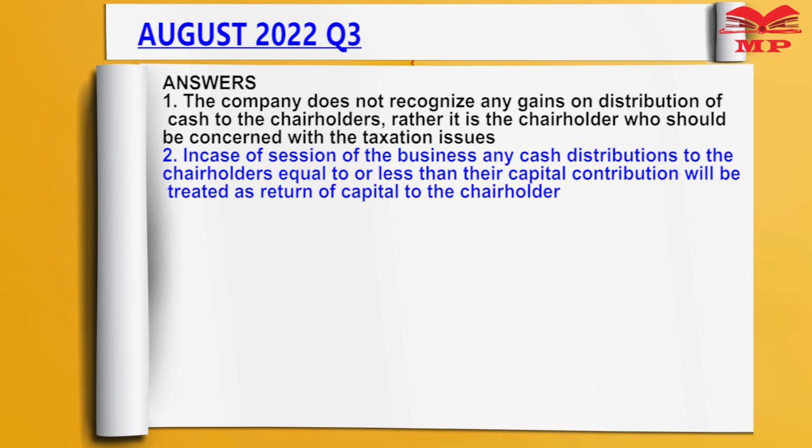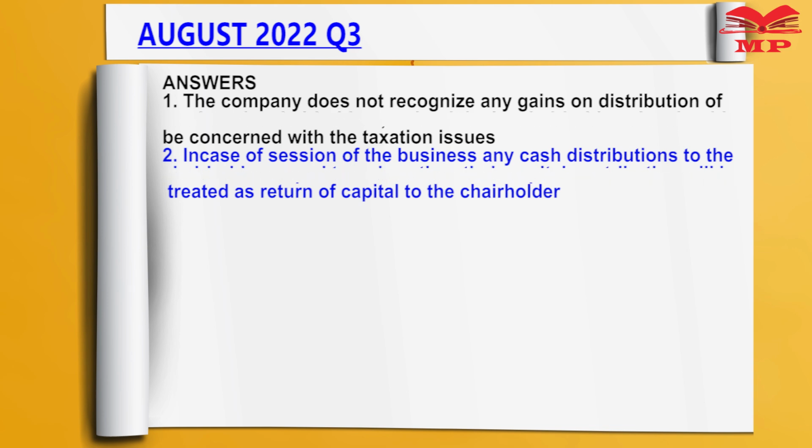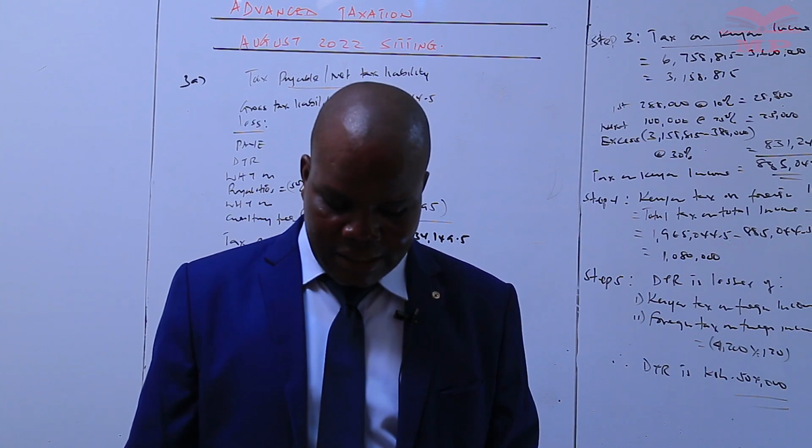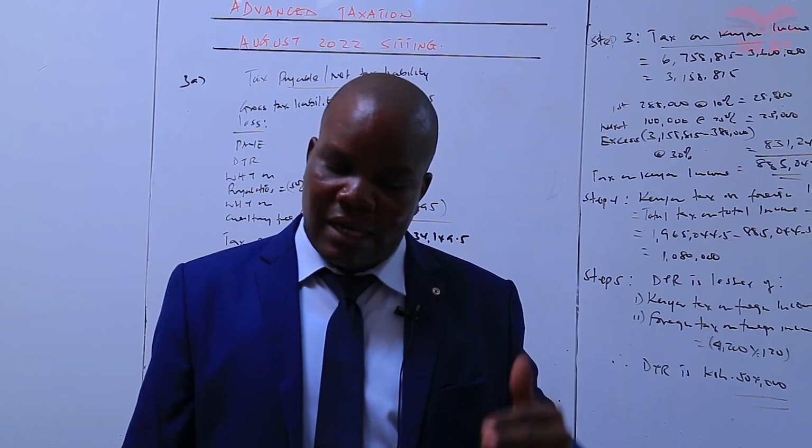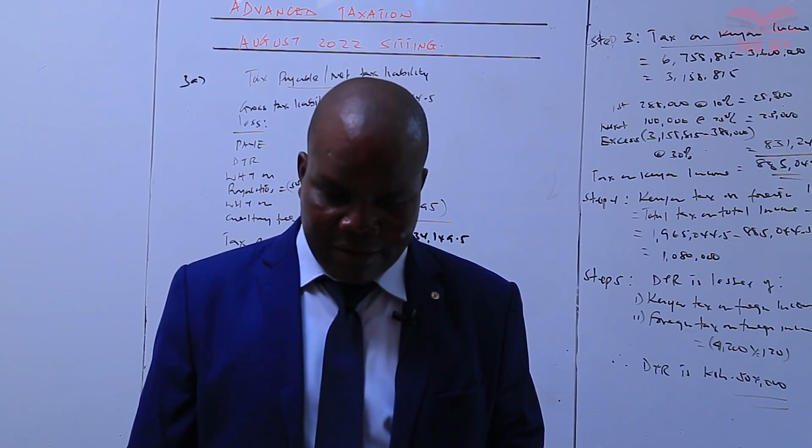Number two is that in case of cessation of a business, any cash distributions to the shareholders equal to or less than their capital contribution, or rather less than or equal to their investment in the business, will be treated as return of capital to the shareholder. In other words, they will not be taxed in case the amount they are receiving is equal to or less than their capital contributed in the company.